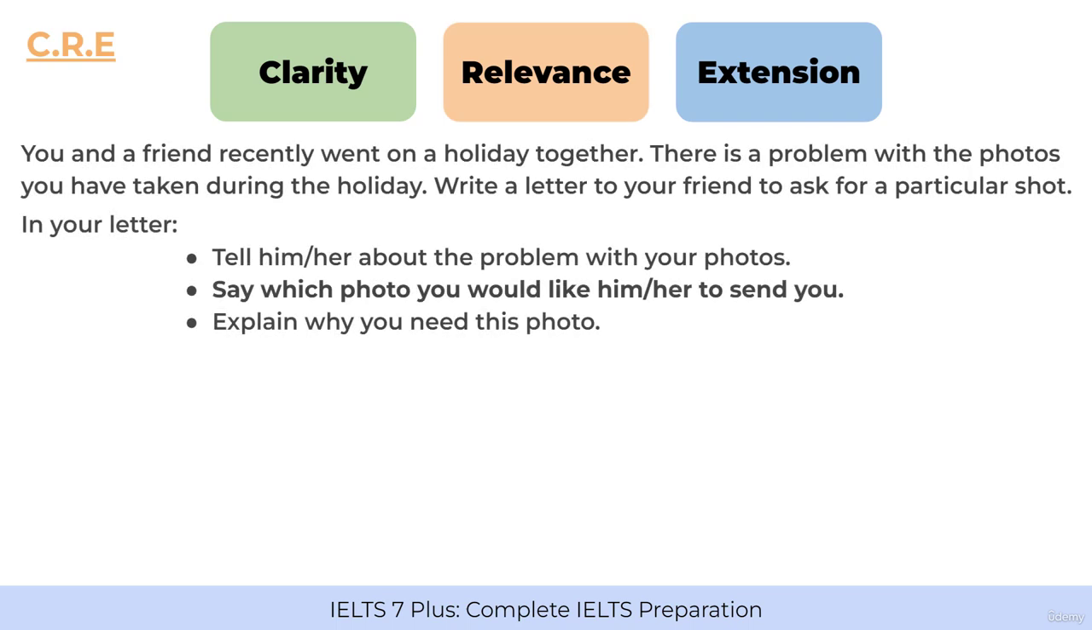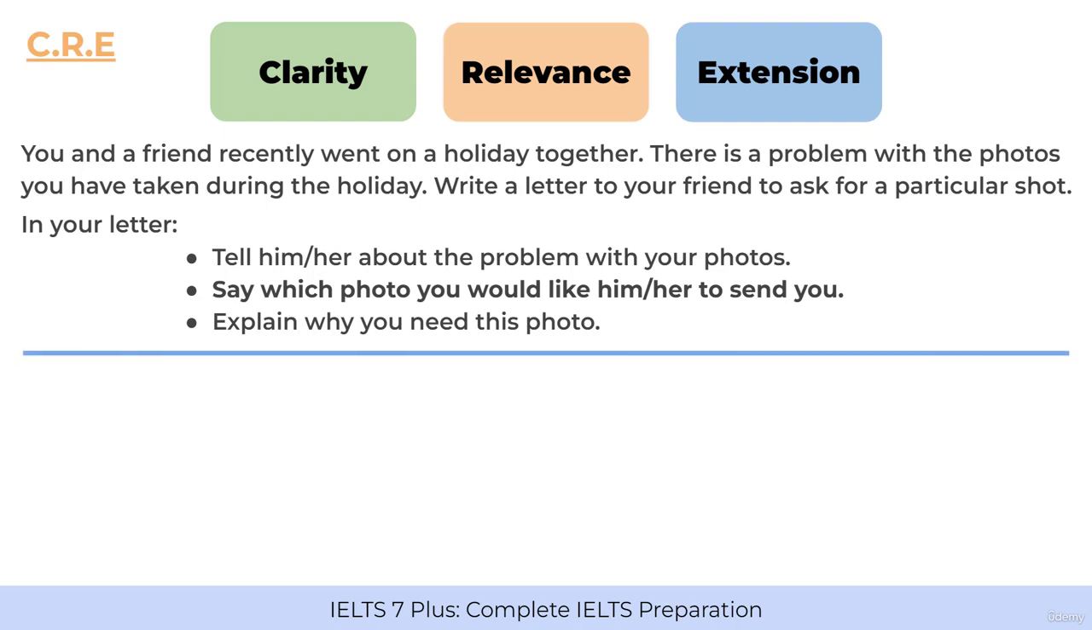You and a friend recently went on a holiday together. There is a problem with the photos you have taken during the holiday. Write a letter to your friend to ask for a particular shot. In your letter, tell him/her about the problem with your photos. Say which photo you would like him/her to send you and explain why you need this photo. So we'll be looking at detail paragraph 2 for bullet point 2. Let's see our model answer now.